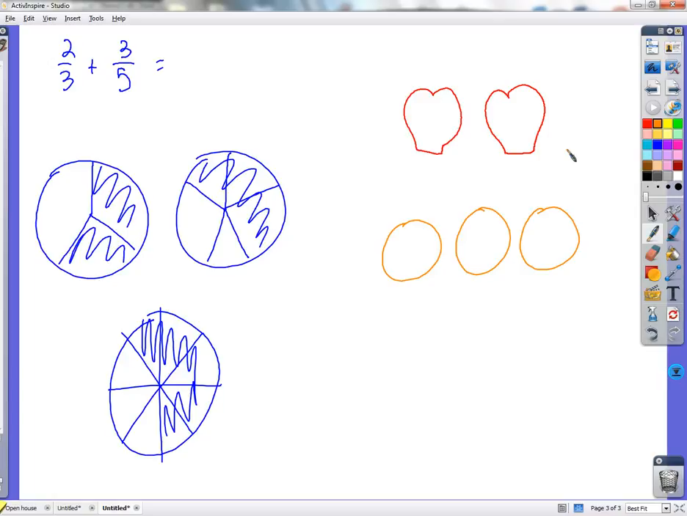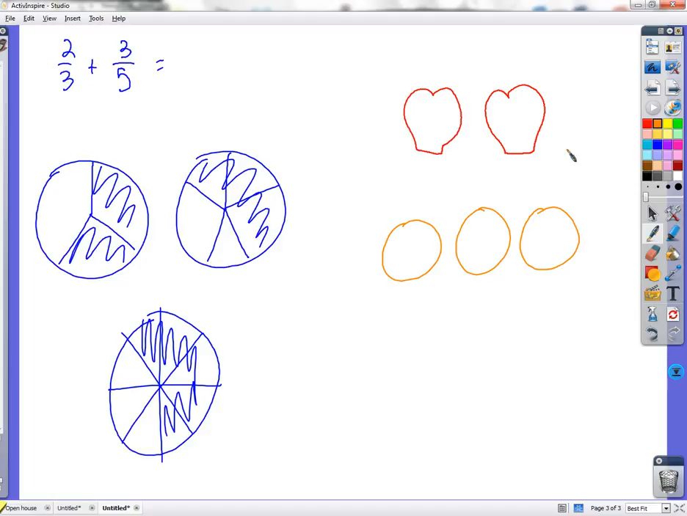So how do I get the pieces in this pie to be the same size as the pieces in this pie? Cut them. Okay, I'll cut these. Let's look at this one. Cut this one how? Into what? Into fifths. Okay, if I simultaneously cut these into fifths, and these into what? How would I cut these pieces that are already in fifths? Into what? Thirds.